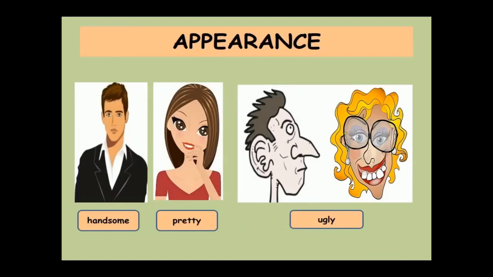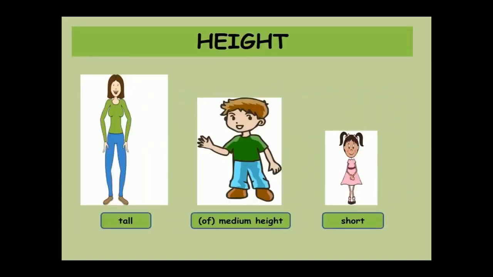Depending on the gender, a man can be handsome, or a woman can be pretty, or both of them can be ugly. This is the general appearance of the people. Remember that, with some adjectives, it is different if they are men or women. Let's continue with the height of the people. A person can be tall, of medium height, or short. And remember that this refers to the height.